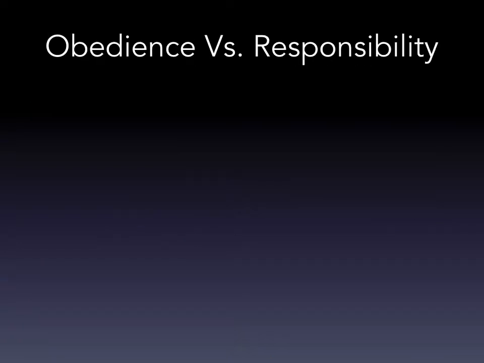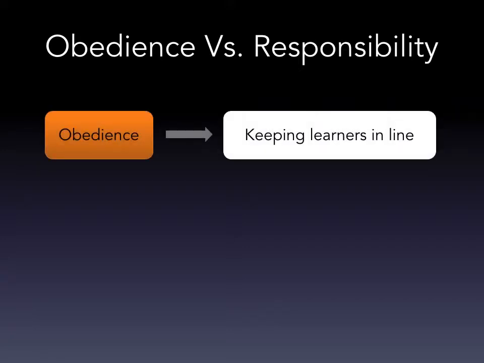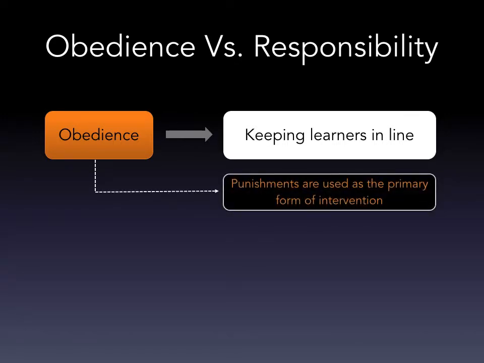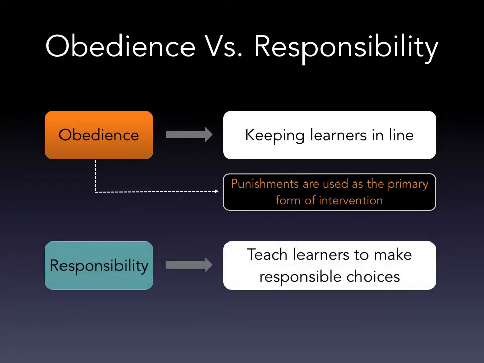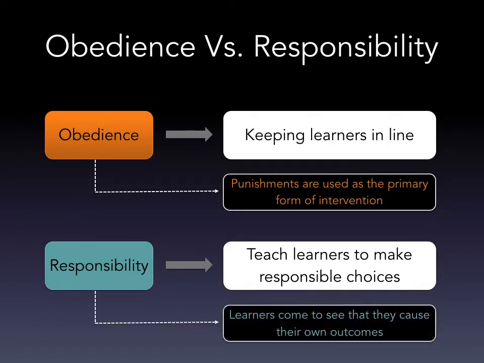Managing the behavior of learners is a very complex task. The main goal of obedience is to keep learners in line, to keep them doing what you tell them to do, and this is done through punishments. The main goal of the responsibility model is to teach learners responsible choices. And this model gets the desired behavior from the learners through helping them see that they cause their own outcomes.